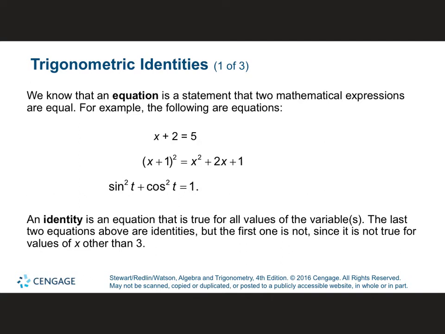The last two equations that you see here, x plus 1 squared is equal to x squared plus 2x plus 1, and sine squared t plus cosine squared t is equal to 1, are identities. But the first one that you see, x plus 2 is equal to 5, is not, since it's not true for values of x other than 3.